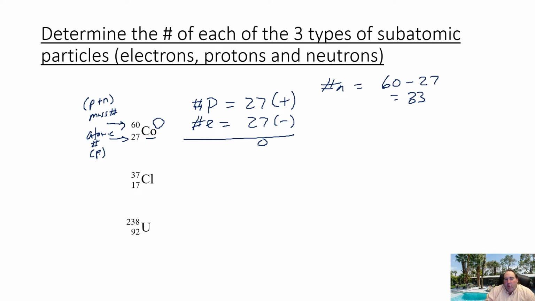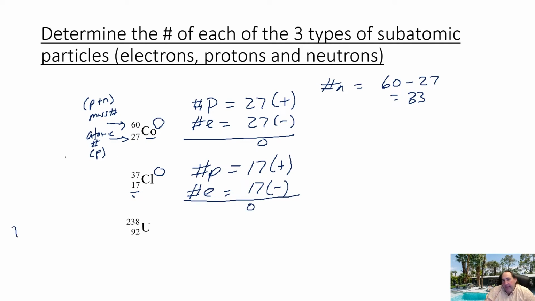Taking a look at the next one, which is chlorine. Once again, we see no charge, so it is neutral. Bottom number first is going to help us with our number of protons, which in this case would be 17. Once again, because of the no charge, we should have an equal number of electrons, and that's going to be 17. Adding those together, no charge overall. Now our neutrons, just like above, we're going to do mass number, which is 37 in this case, minus 17. That gives us a 20, looks like, for our neutrons.